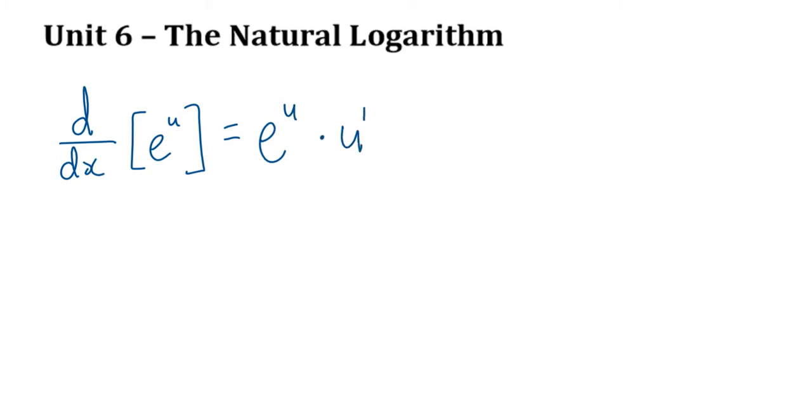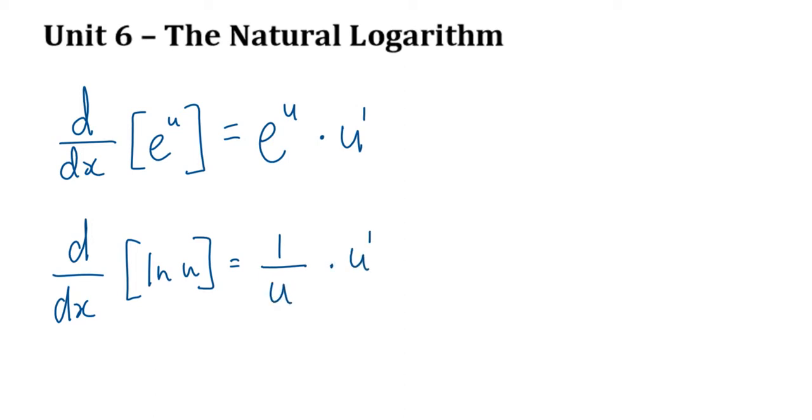Now the way we started with was d by dx of e to the x, but we'll do e to the u, and this is that kind of crazy one where the derivative is itself, but if you have another function, then you have to multiply by the derivative of that function as well. And then d by dx of ln of u is just 1 over u times u prime, or u prime over u, obviously, but we tend to write it this way. We've written everything else that way, so I'll write it that way.